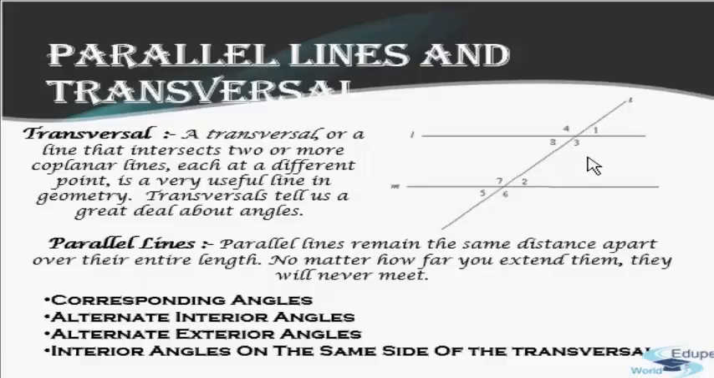The types of angles that are going to be formed are known as corresponding angles, alternate interior angles, alternate exterior angles, and interior angles on the same side of the line, this transversal line. So how do we deal with these angles, what is the sum of these angles, and how do we find any missing angles? We'll get to that, but before that we will go through the definitions of the different types of angles. We'll start with the corresponding angles.